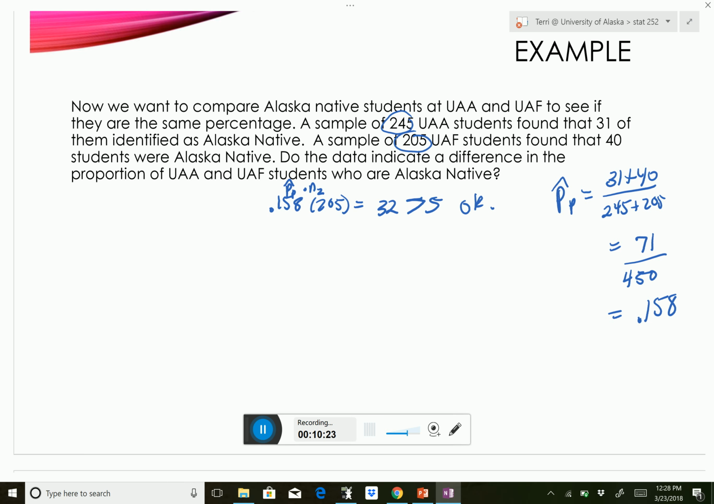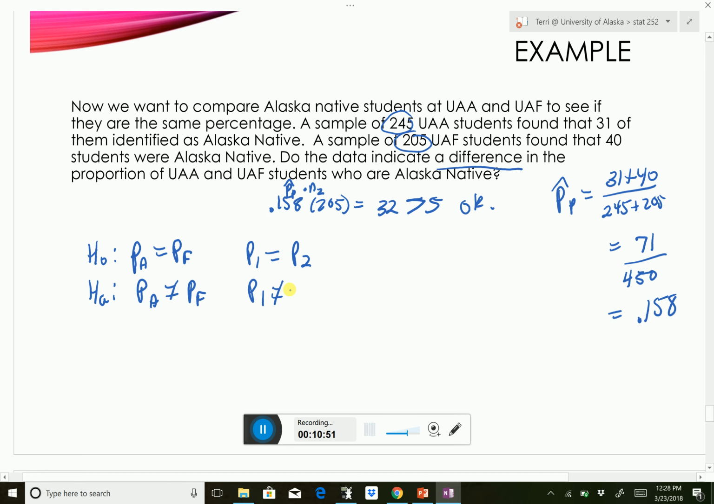So now that we have that, we can write down our null and alternative hypotheses. Now I don't have to say 1 and 2. I can actually say P of A is equal to P of Fairbanks, or does it indicate a difference? P of A is not equal to P of F. I can write it like that. I can write it with 1 and 2 as long as I keep track. I'm going to call UAA population 1, UAF population 2.